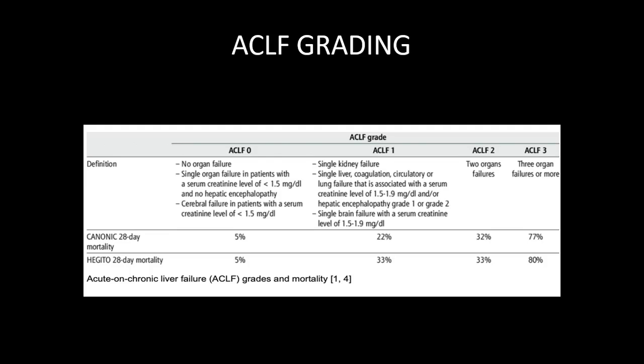ACLF 1 is a single kidney failure, or a single liver, coagulation, circulation or lung failure that is associated with creatinine levels of 1.5 to 1.9. This may or may not be associated with hepatic encephalopathy grade 1 or 2, or a single brain failure with serum creatinine level of 1.5 to 1.9. Grade 2 is 2 organ failures and grade 3 is 3 organ failures. What is important is, if you have a patient in ACLF 3, look at the mortality rates. So whatever you do, most likely he will not survive.